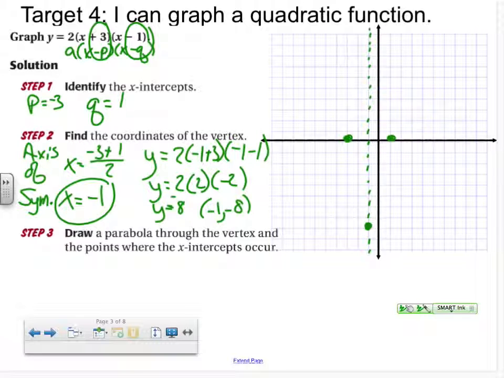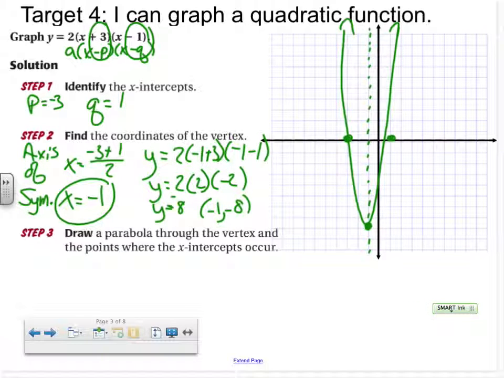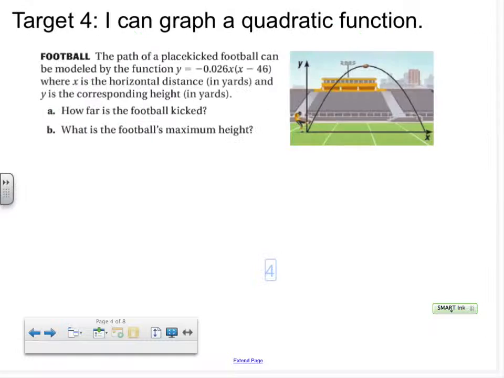I got my intercepts, I got my vertex. Connect the parabola through those. There is my quadratic function. So you can quickly identify your intercepts, use that to calculate the vertex, and then I have enough points I can draw it. Let's look at another example.